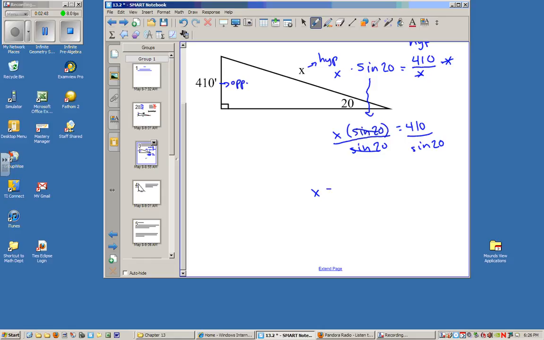We can figure out in our calculator that sine of 20 is 0.342. And when we divide 410 by 0.342, we end up getting 1,198.8 feet. So again, that's the length of our hypotenuse, and we used our sine ratio to calculate that.